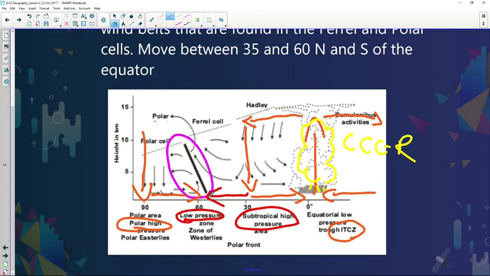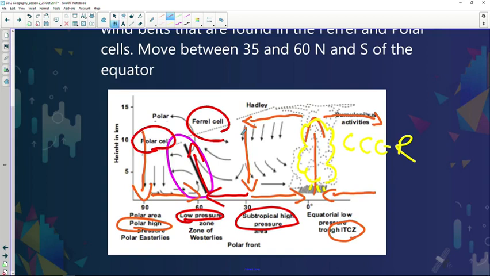This air rises. Why does it rise? Because there's cold air from this side and warm air from this side. What does the cold air do with the warm air? It forces the warm air to rise. Now the area of formation for mid-latitude cyclones is situated between the polar cell and the Ferrel cell.